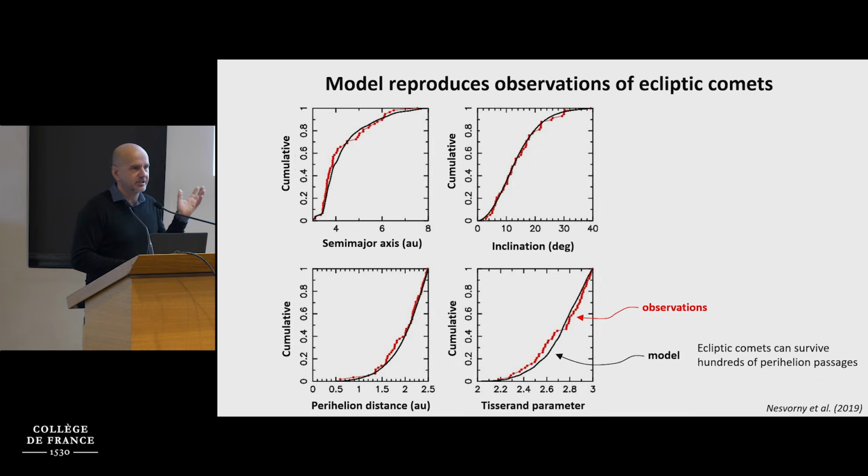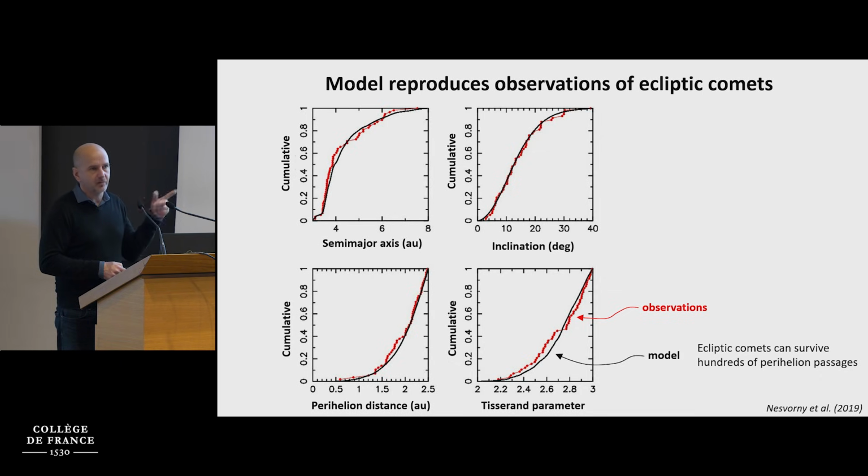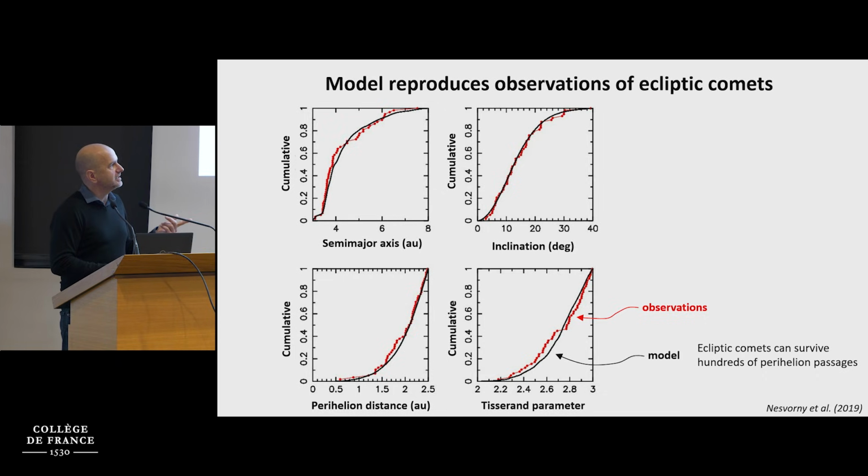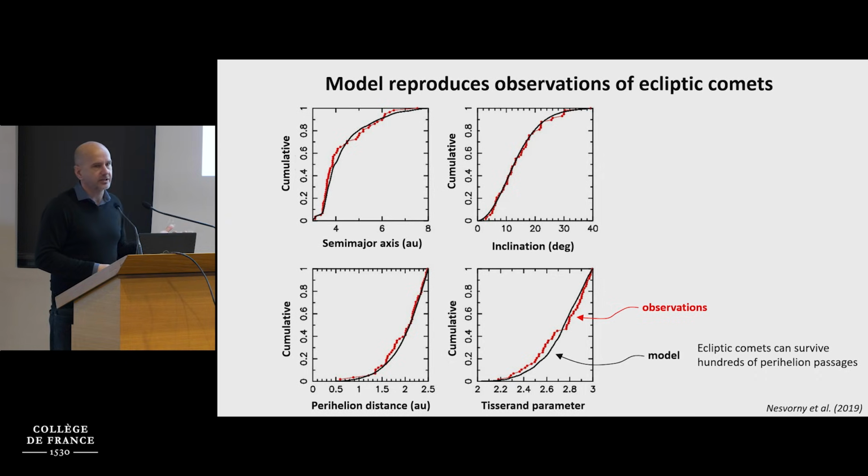But here it's different. The isotropic comets were surviving only 1, 2, maybe 3 perihelion passages, but to obtain this fit, we need the ecliptic comets to survive hundreds of perihelion passages, right? If we imposed just a few perihelion passages, then the inclination distribution would be just wrong. So what's happening here is not very clear. For some reason, the isotropic comets are more susceptible to disruption than the ecliptic comets. Maybe they are a different kind, maybe they are smaller, and therefore they disrupt more often.